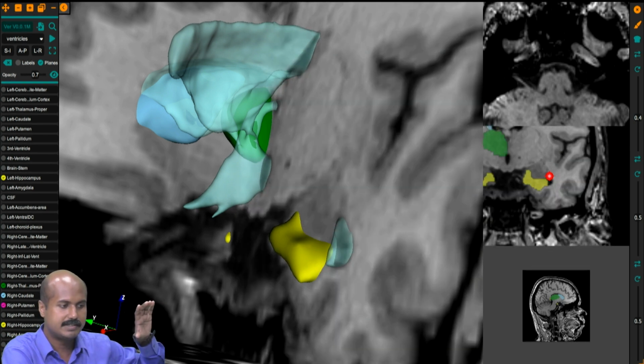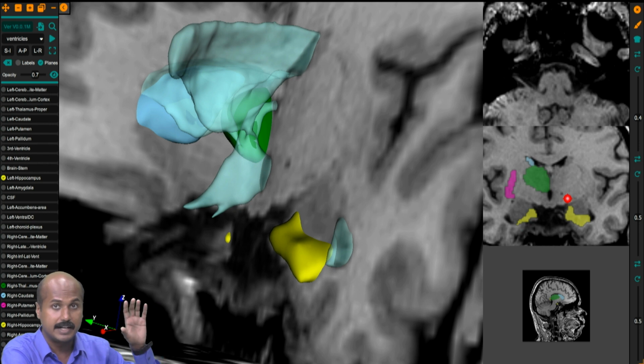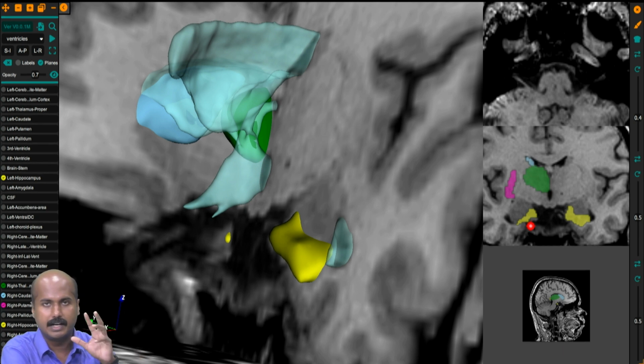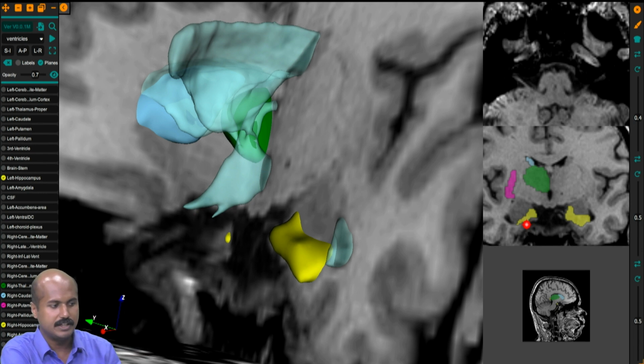So, we have understood how the very important nuclear groups are related to the lateral ventricle, not only the lateral ventricle anatomy, but also the relations of the lateral ventricle, especially the thalamus, the caudate and the hippocampus. This much structure has been dealt with very beautifully with this tool.